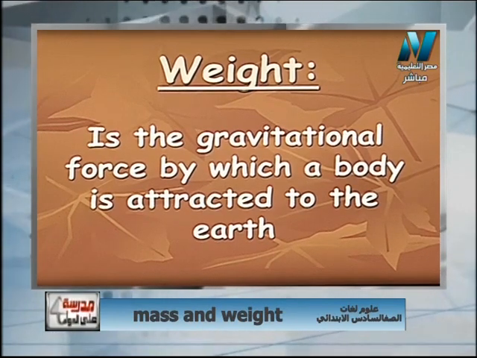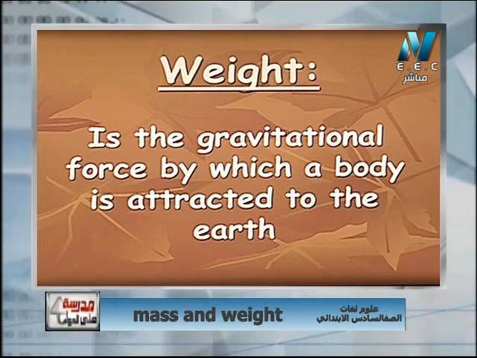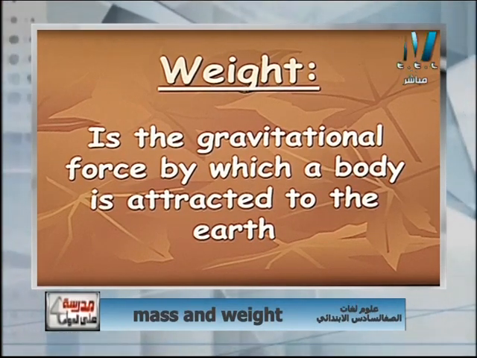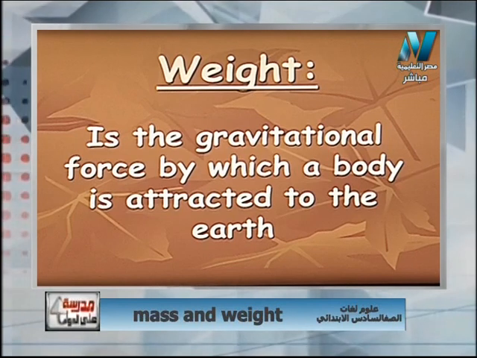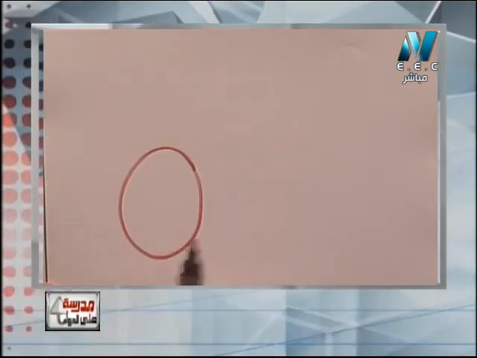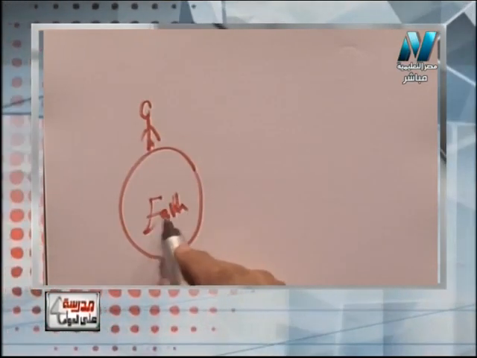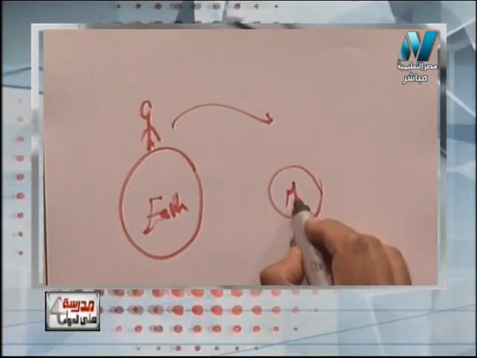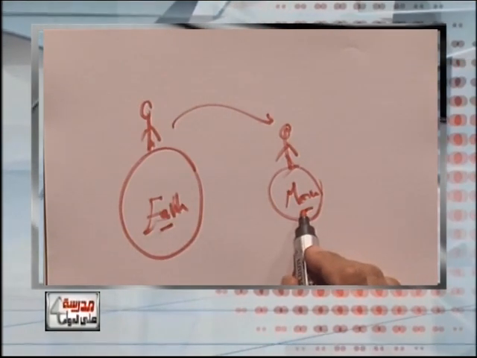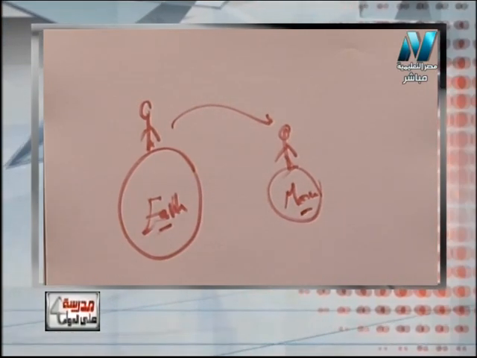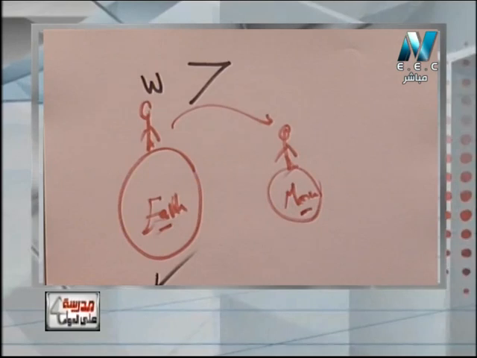So we can say weight is the gravitational force by which a body is attracted towards the earth. Again, weight is the gravitational force or the attraction force by which a body is attracted towards the earth. Imagine that, let's imagine together: someone is standing on the earth. Okay? And the same person is transferred to the moon. Which one, earth or the moon, will attract him more? Which is bigger? Which will pull this person more? Sure, the earth.